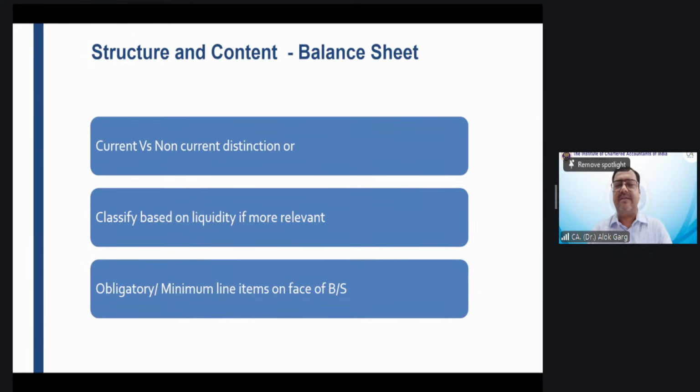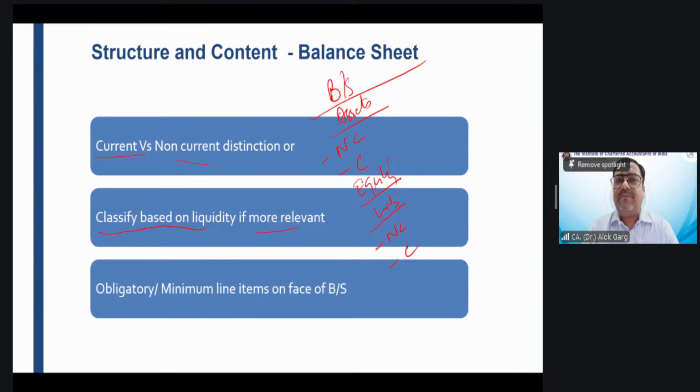Yes, my dear friends, standard says that all the balance sheet items in the balance sheet are required to be bifurcated between current and non-current, right? All the assets have to be bifurcated into current and non-current. Then your equity, liability, the liability has to be bifurcated into non-current and current. Okay. So the balance sheet has to be divided into the non-current and current. The current versus non-current distinction has to be provided, or classify based on liquidity if more relevant, right?